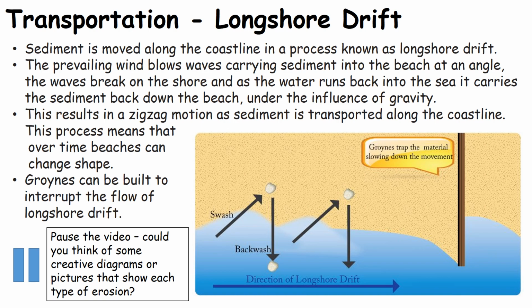Another one is saltation, and this is small pebbles that are moved around when one pebble hits another, causing it to bounce. This bouncing sets up a chain reaction. And the last one is traction, and this is large pebbles and cobbles that are rolled along the seabed.